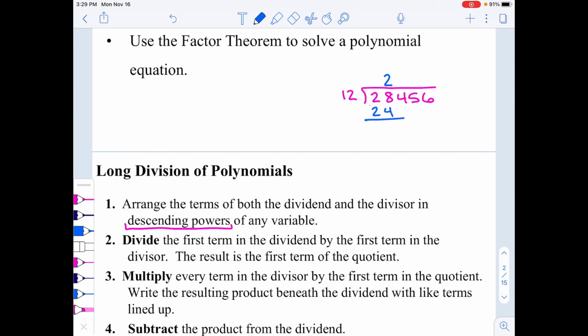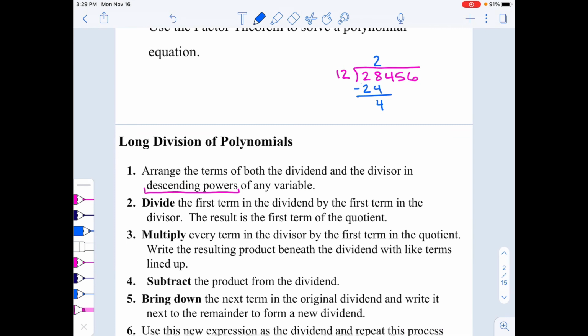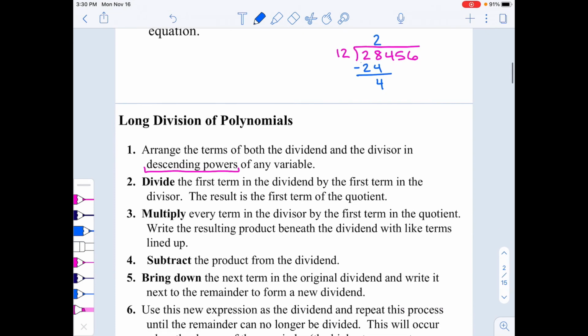Step 4 says to subtract the product from the dividend. So we would subtract, and we'd end up with 4 left over. Then step 5 says to bring down the next term in the original dividend. Well, in our case, back to elementary school, since 12 doesn't go into 4, we would have brought down that next number, 4, and we would have started the process over again.